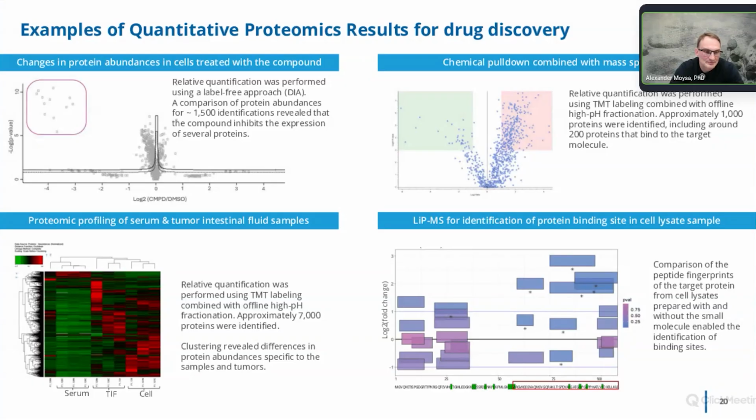expression patterns. And the last example is limited proteolysis coupled with mass spectrometry for identification of a binding site in cell lysate for the protein. Limited proteolysis connected with mass spectrometry is used for the confirmation of a binding site. And in this experiment result, you can see that we found differences in peptide fingerprinting for the samples treated and non-treated by the compound.